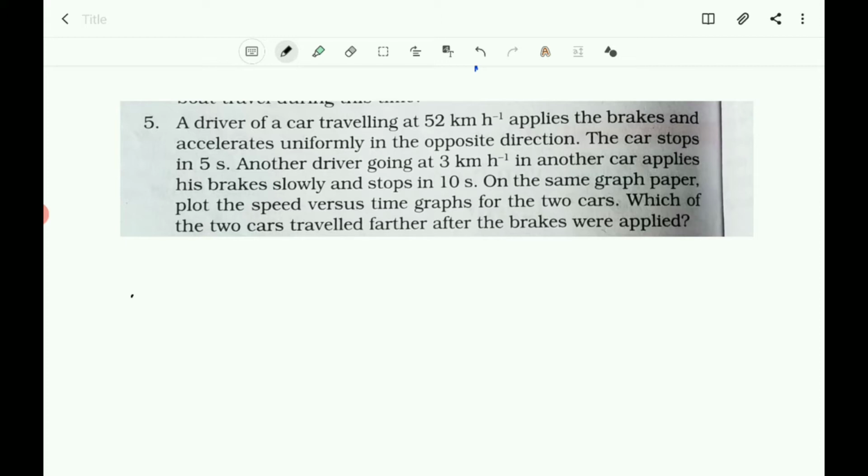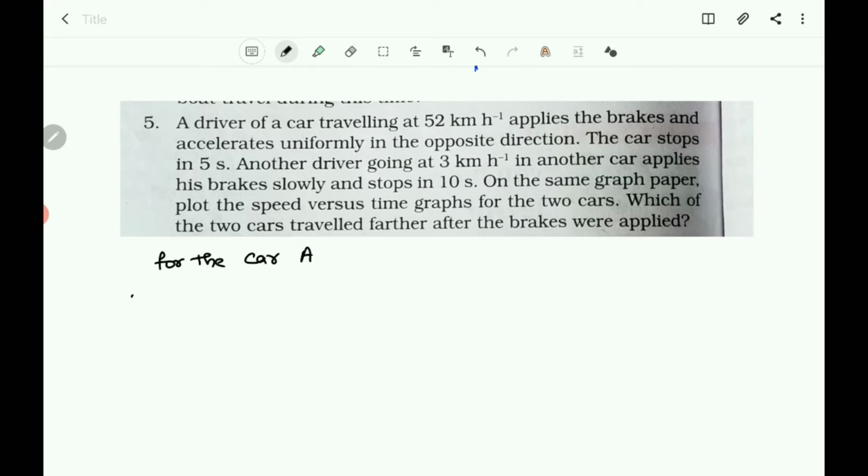Which of the two cars traveled further after the brakes were applied? Here we have to find out which of the two cars traveled further after the brakes were applied. Here the speed is given in kilometer per hour, so you must convert that into meter per second. Now let us consider the first car is A and the second car is B. So you take car A, that is the first car.